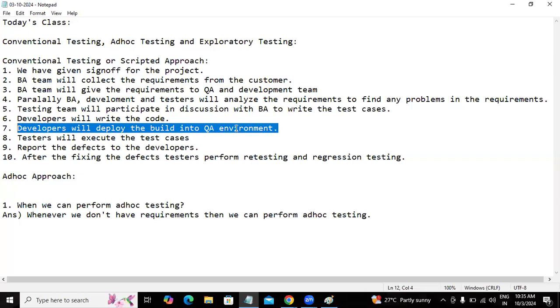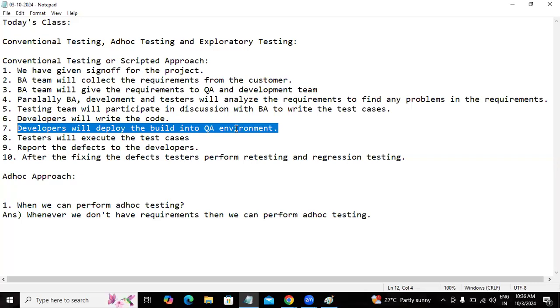There are some drawbacks also. The drawback is no prevention, so it is only a reactive method. We don't know where we started and where we ended the testing. If you have test cases, you know where you started and where you ended, but you don't have test cases here, so we don't know.